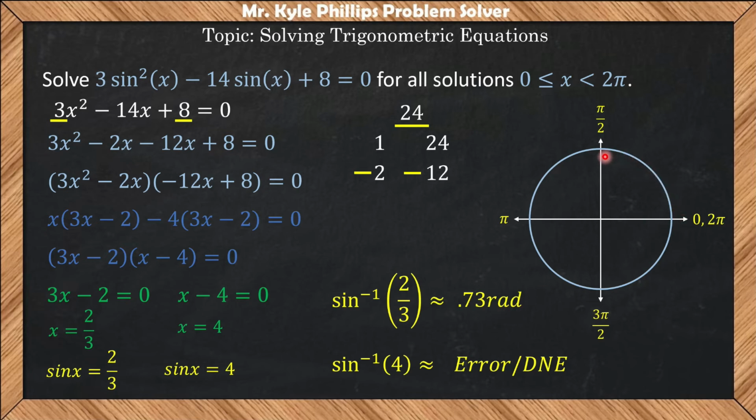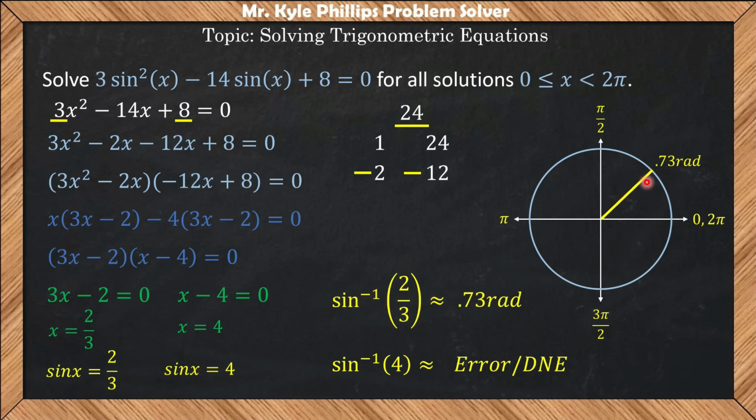Out of the unit circle, I need to determine what quadrant 0.73 radians would be in. Would that be in quadrant 1? Would that be in quadrant 2, 3, or 4? 0.73 radians is going to be in quadrant 1. Because here, this is pi over 2. If I wrote this as a decimal, that would be 3.14 divided by 2, which is approximately 1.5. So 0.73 is in between 0 and 1.5. So this is the quadrant that it's in. The reason I do it here is because we know that sine inverse is only going to give solutions in the first and fourth quadrant.